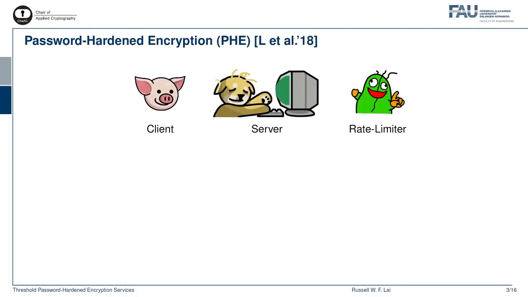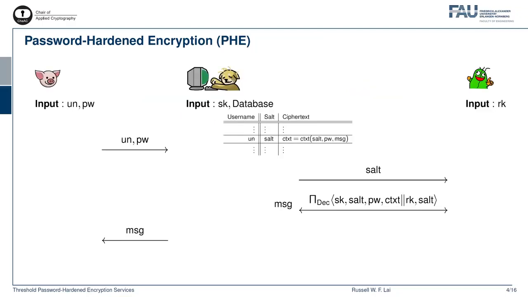In this setting, we have a new party called the rate limiter. In PHE, the interface for the client is exactly the same as in password authentication. Namely, the client first sends his username and password, and given that the password is correct, he should receive a decrypted message afterwards. However, the mechanism for checking whether the password is correct is replaced by a PHE decryption mechanism. In more detail, the server inputs his secret key and a database, which now stores under each username a salt and a ciphertext, and the rate limiter inputs a rate limiter key RK.